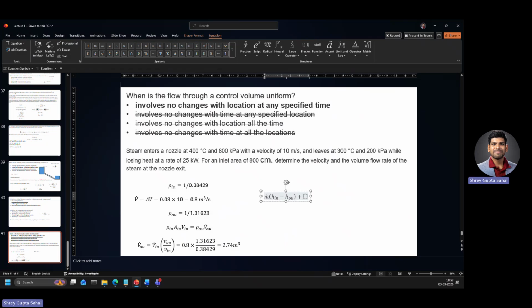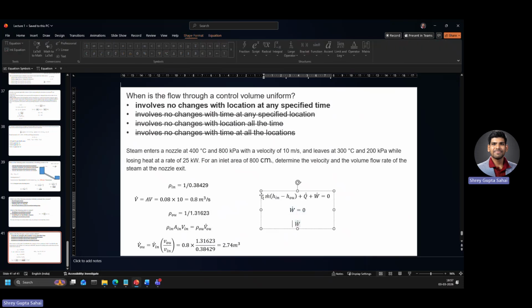plus Q dot. And there's no work done as such, right? There is no work done on the nozzle, so W dot is known to us to be zero because we are not doing any work on the nozzle. Then Q dot is told to us to be minus 25 kilowatts.